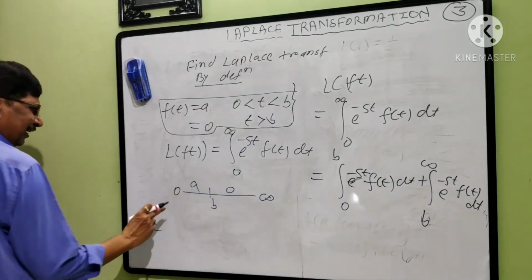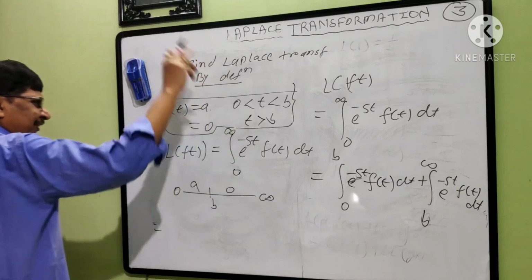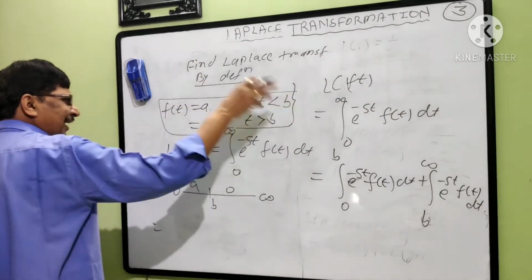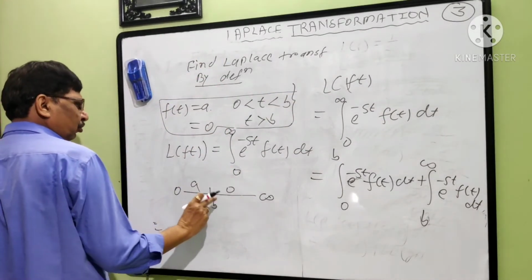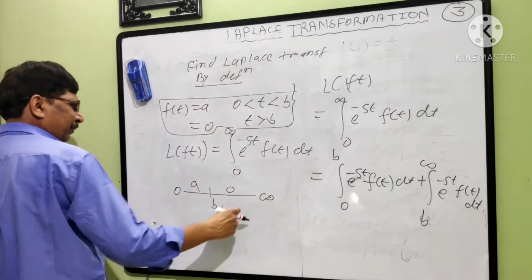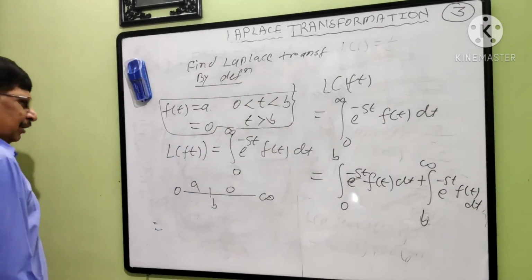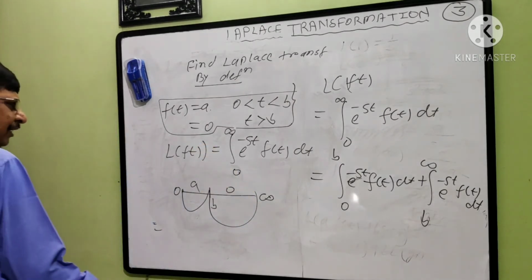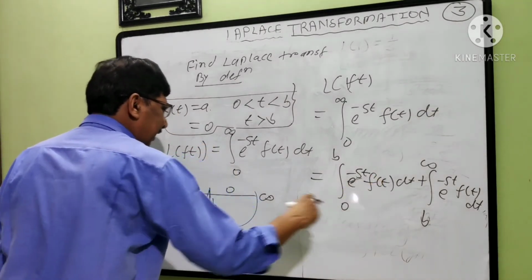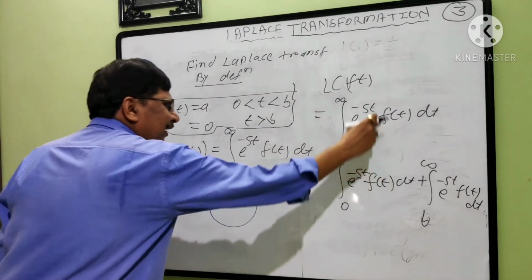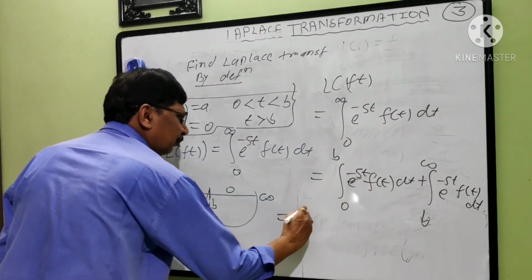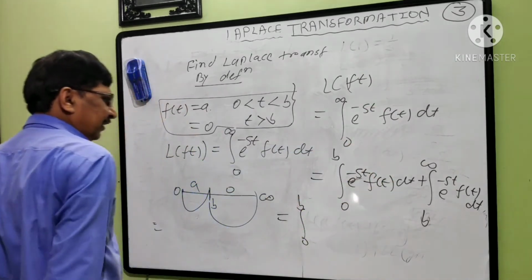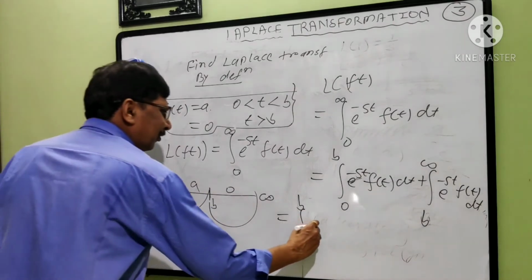See here the limit is 0 to infinity, but this function is not defined in 0 to infinity directly. It is defined for 0 to b only, and after b to infinity it is 0. That's why I have converted this interval into 0 to b and b to infinity. Now for 0 to b and after b to infinity, different definitions are there. Therefore in the interval 0 to b, what is f(t)? What is f(t)?